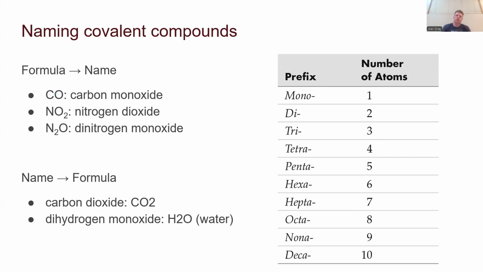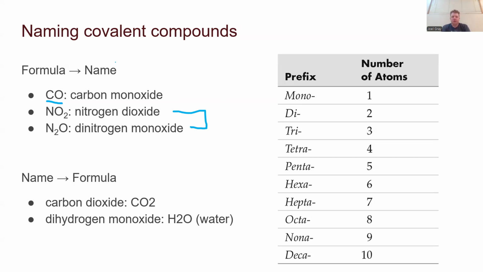So CO, that is carbon monoxide. NO2 is nitrogen dioxide. N2O, two nitrogens and one oxygen, dinitrogen monoxide. Okay, now let's look at these two right here. Nitrogen dioxide and dinitrogen monoxide. For the nitrogen dioxide, how many nitrogens do we have? One. How many oxygens do we have? Two.